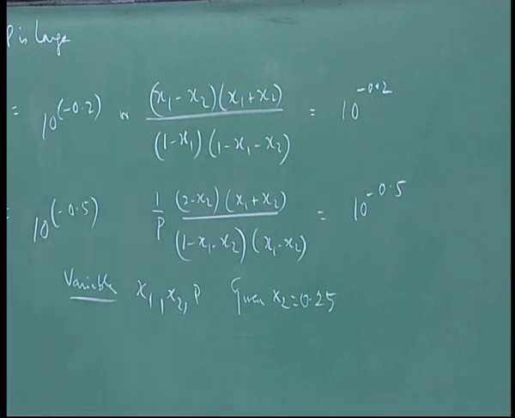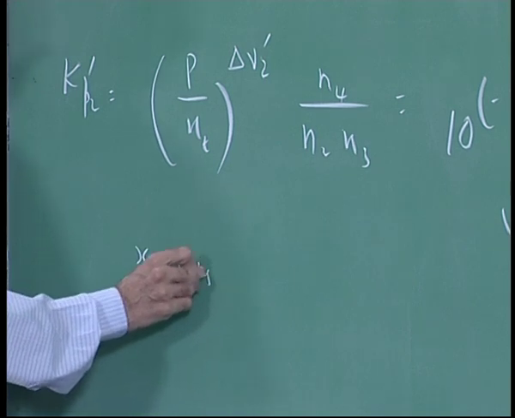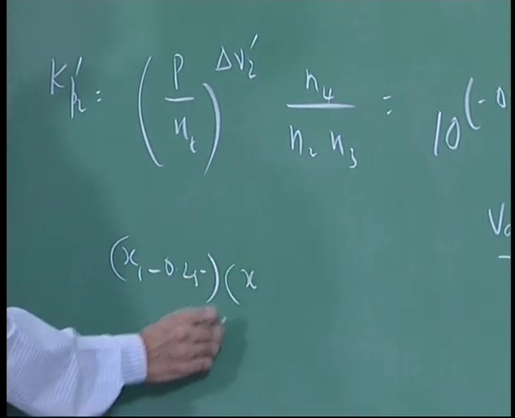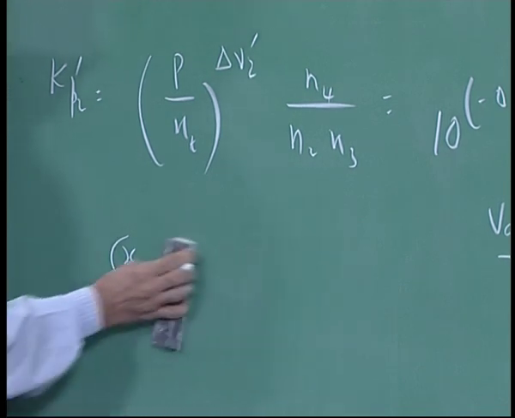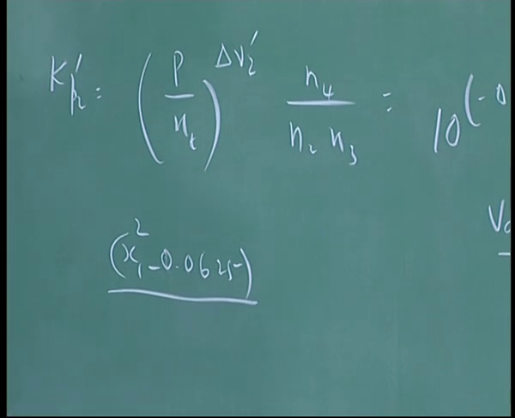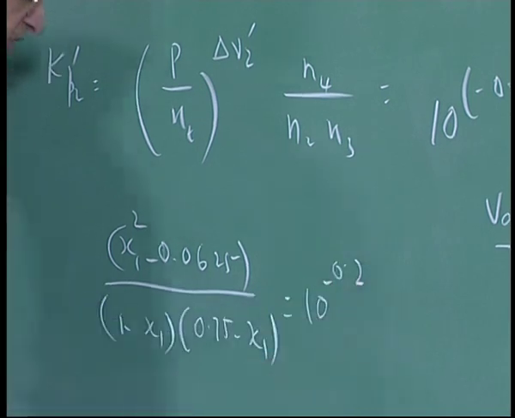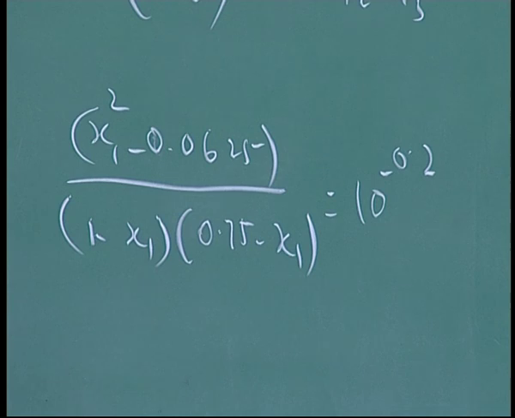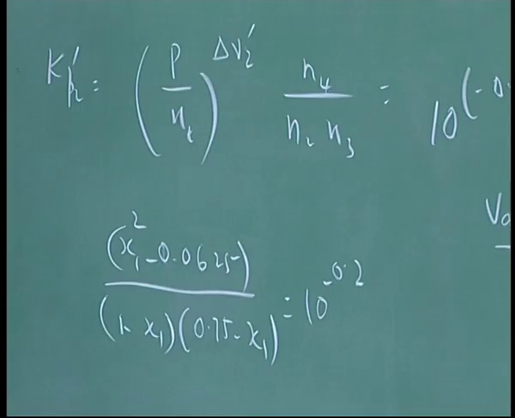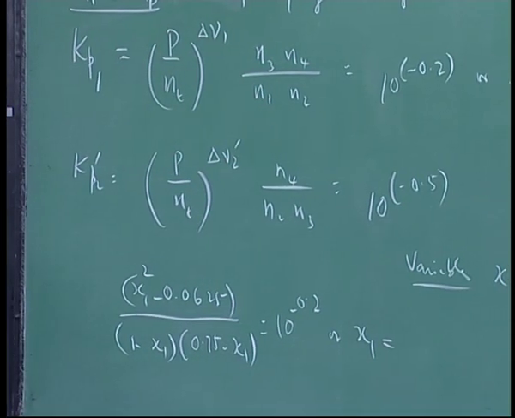Can you do this? So that we get some numbers for discussion. X2 is 0.25, so you are talking about X1 minus 0.25 into X1 plus 0.25, so it is X1 squared minus 0.0625 divided by 1 minus X1 will remain, it is only a quadratic, and this is 0.75 minus X1, equal to 10 to the power minus 0.2. It is just a quadratic, so you will get two roots. Tell me both roots, in case one is negative, we will of course drop it.